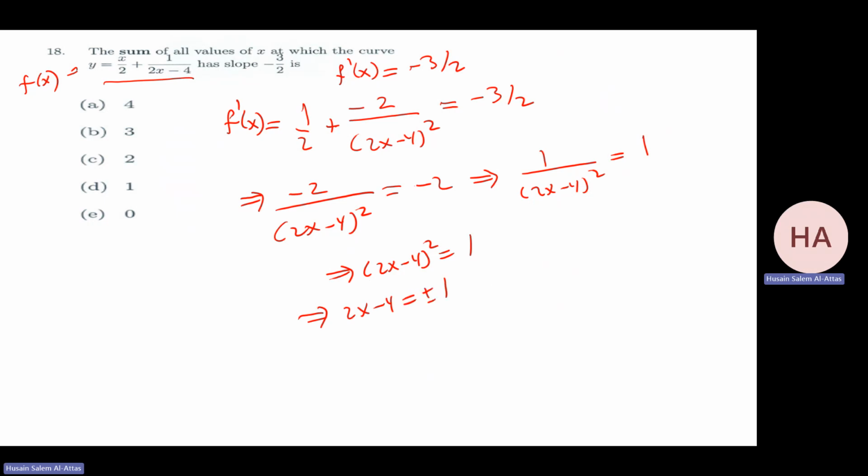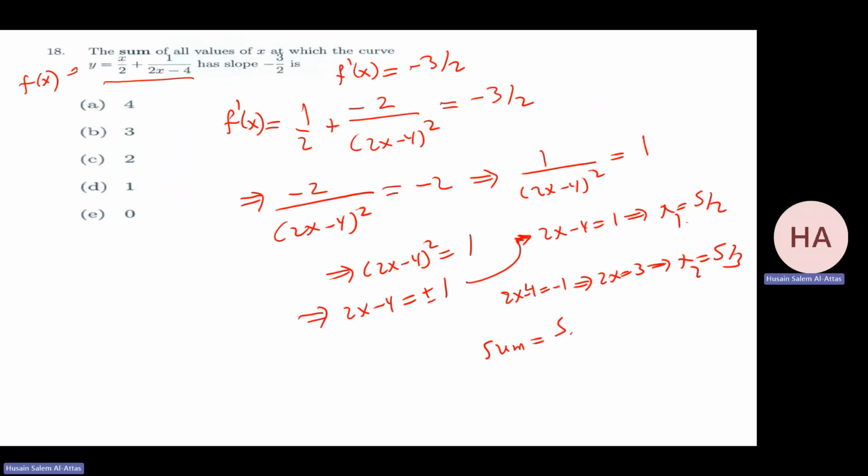So I have two solutions. 2x minus 4 equals 1, so x equals 5 over 2. Or 2x minus 4 is equal to minus 1, so 2x equals 3, so x equals 3 over 2. Sum will be 5 over 2 plus 3 over 2. What is this? So this is 5 over 2 plus 3 over 2, 8 over 2, which is 4.